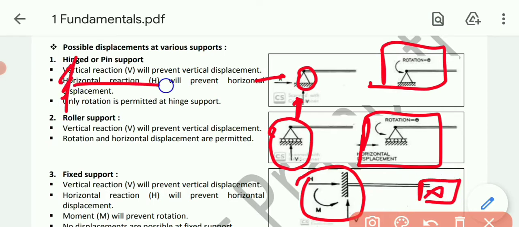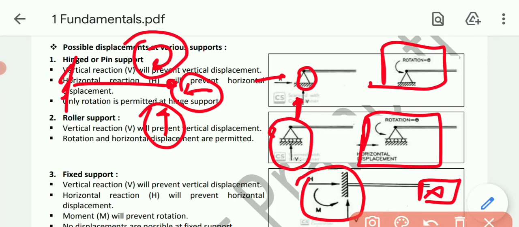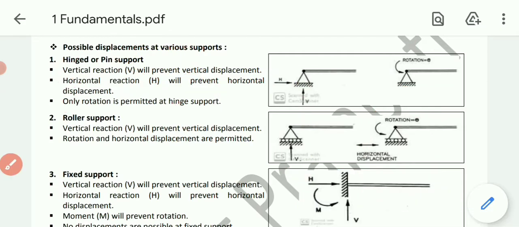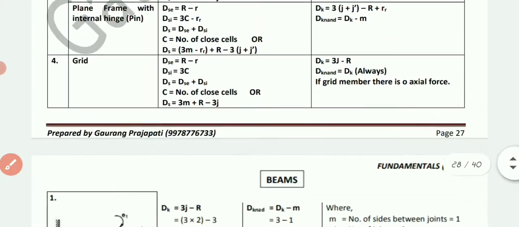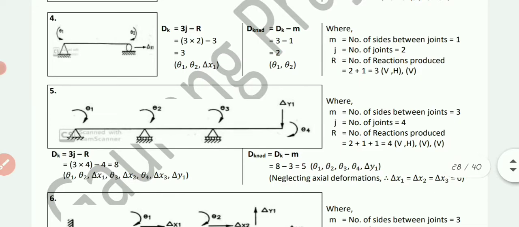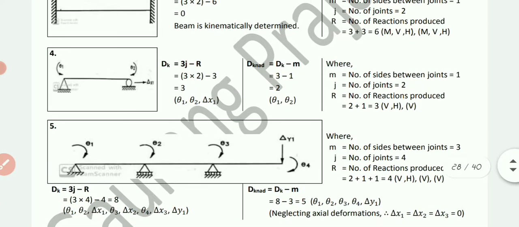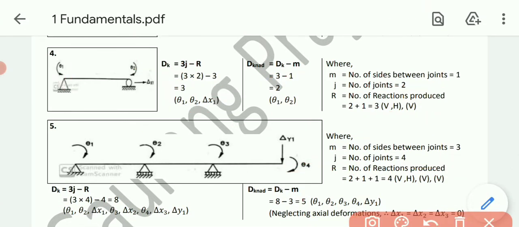While in case of a free support, as no reaction will be produced, all three displacements, vertical, horizontal and rotation, will be allowed. So this is the basic concept of the kinematic indeterminacy of the beam. Okay, now moving forward, that is example number 4.